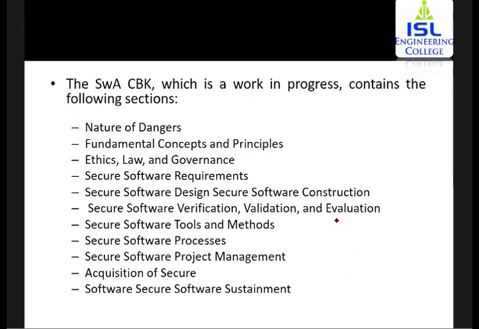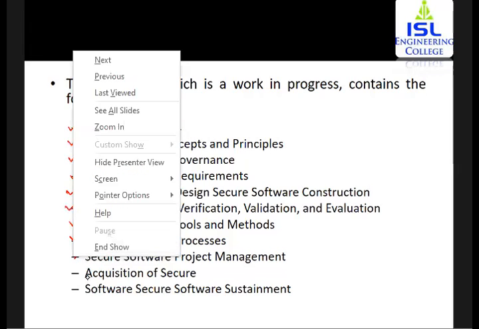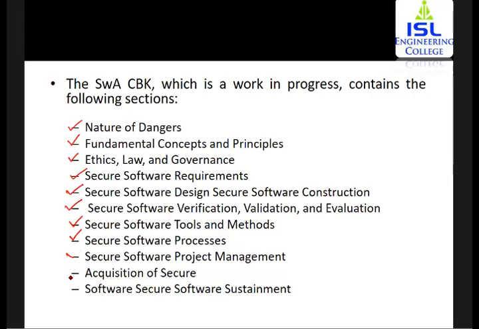There are a few key sections on which the SWA CBK focuses: the nature of dangers, fundamental concepts and principles, ethics, laws, governance, secure software requirements, design, software construction, verification, validation, evaluation, the different tools and methods, the process you're going to follow, how the project is going to be managed, how you're going to secure the software, and how this secure software is going to be sustained. These are the areas on which the SWA CBK focuses.